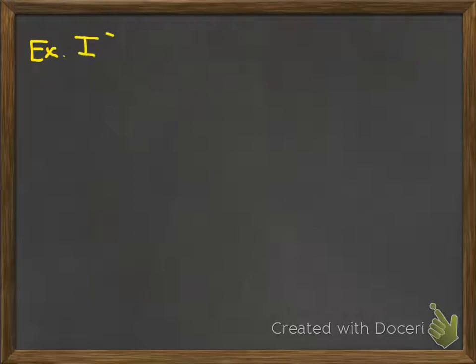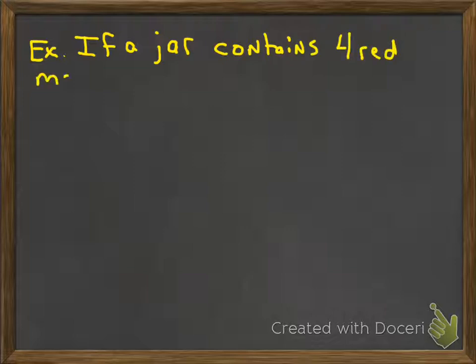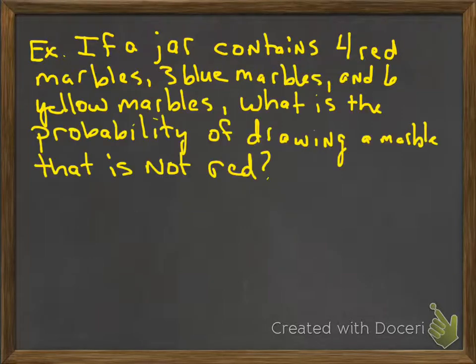So let's look at another example. And again, if I go too fast, as I always say, pause it, make sure you understand what I said, what I did, and then kind of go from there. Anyways, let's look at this little example. If a jar contains 4 red marbles, 3 blue marbles, and 6 yellow marbles, what is the probability of drawing a marble that is not red?